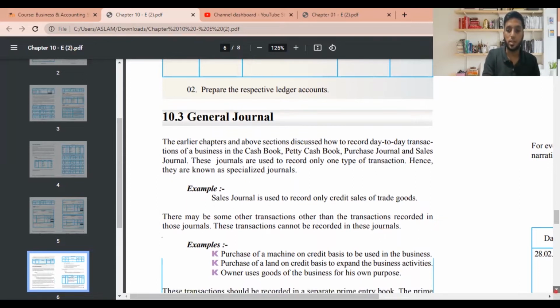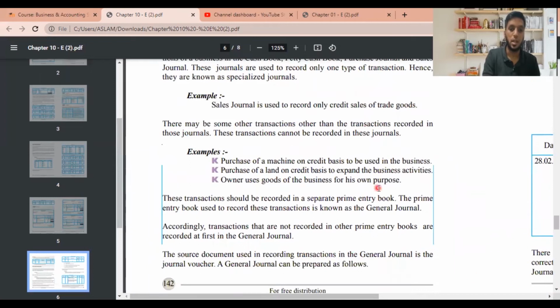So what are the types of transactions which they are taking under general journal? Purchase of a machine on credit basis to be used in the business. Purchase of land on credit basis to expand the business activities. Owner uses goods of the business for his personal use.